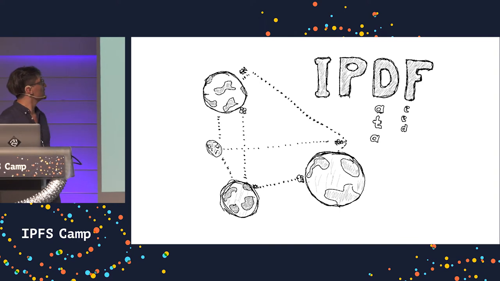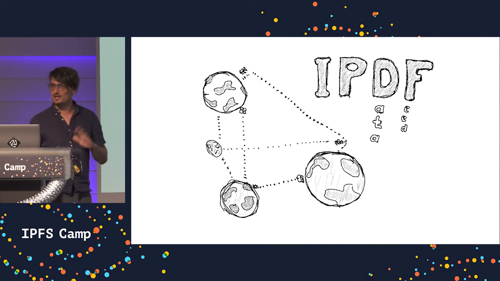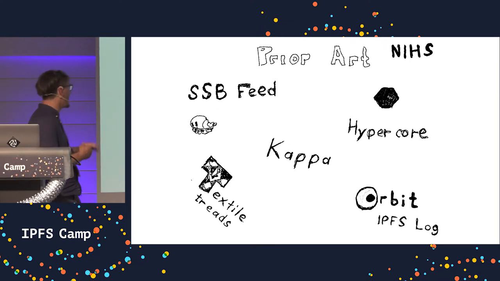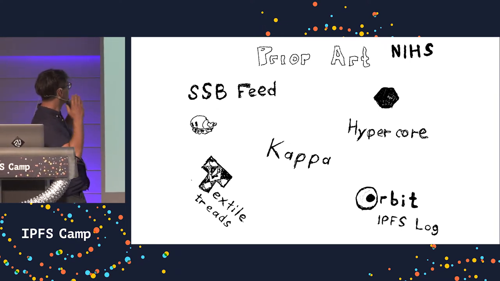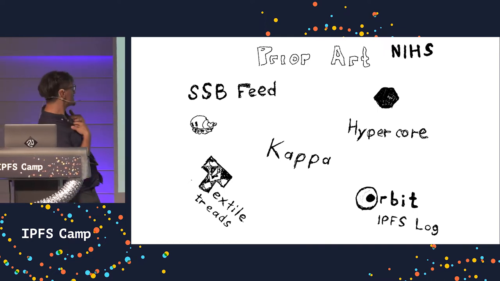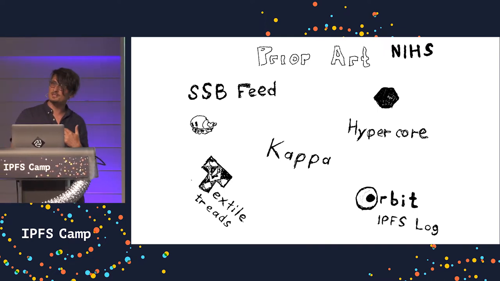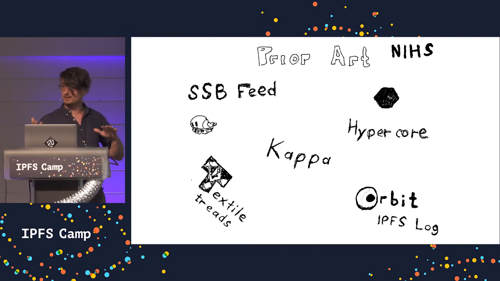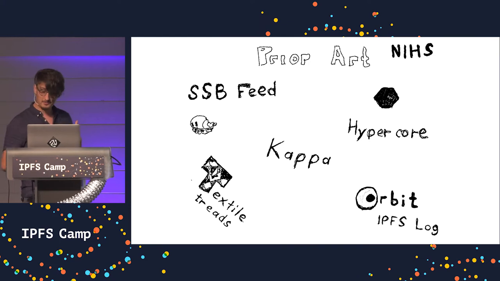I want to talk about IPDF, or Interplanetary Data Feed. This is a project that I've been working on, and it's been inspired by a bunch of other projects that are doing similar things. Most of them are actually here. So please listen to me and come engage with me later and tell me how I'm wrong. They all have their values and trade-offs. I decided to make my own trade-offs and have my own values, and I'll try to explain what they are.